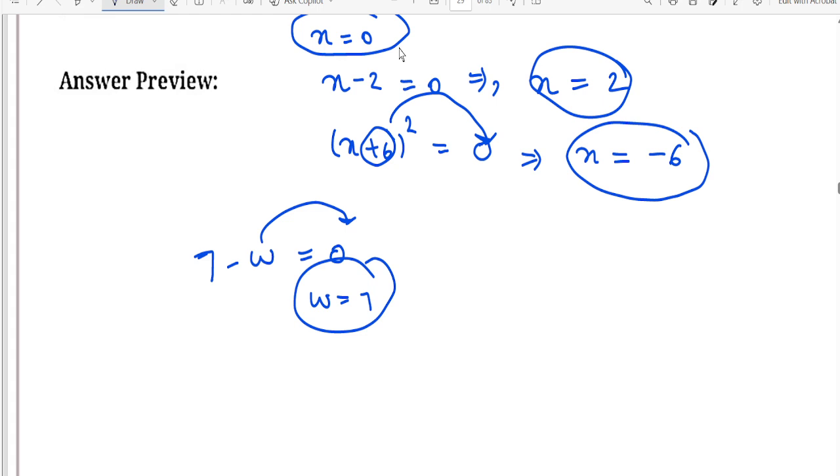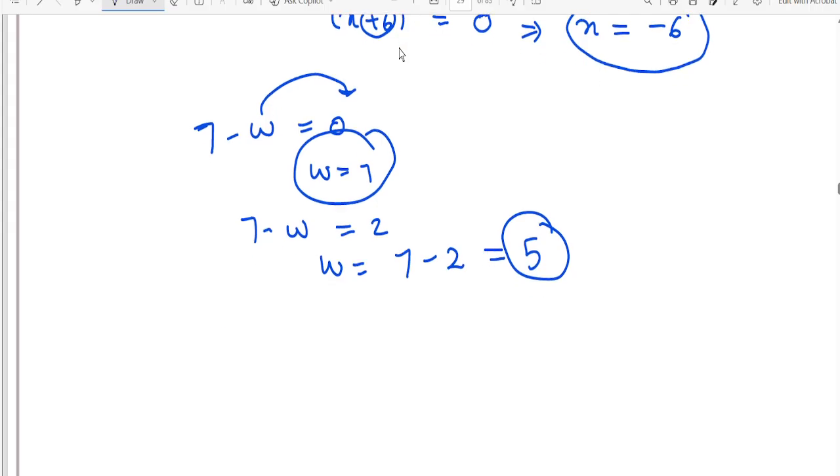Then my second root is 2. So I'm going to equate 7 minus w equal to 2. From here, if I move w to this side, this will become 7 minus 2, taking 2 to this side. So 7 minus 2 is 5. So I got w equals 5. So the second value is this.